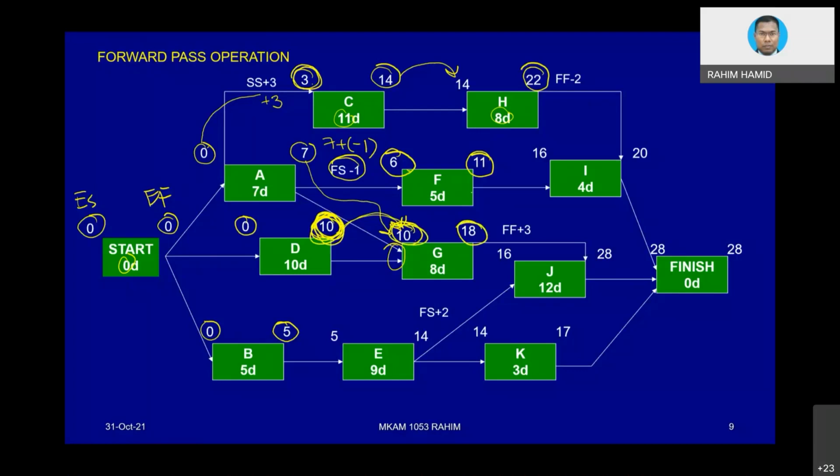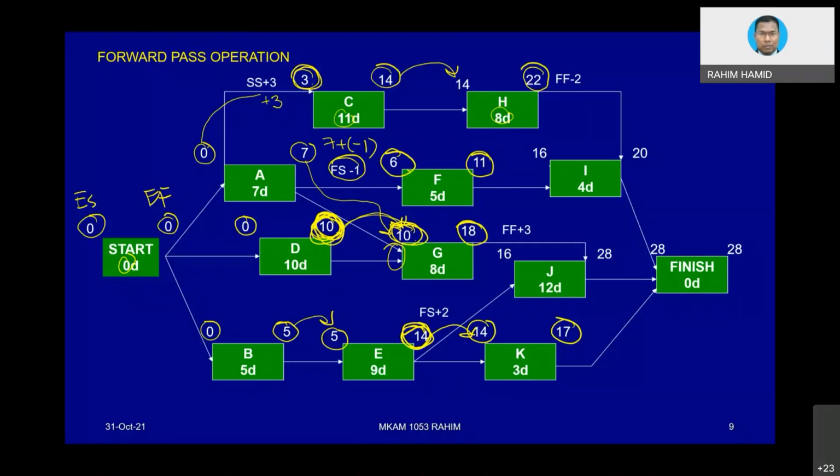And then we go for E. E is very straightforward. 5 transfer there, 5 plus 9 equivalent to 14. Okay, now we can go for K. K is straightforward. Here, 14 plus 3 equivalent to 17. The only problem is basically with I and J. Okay, now let's focus on I.